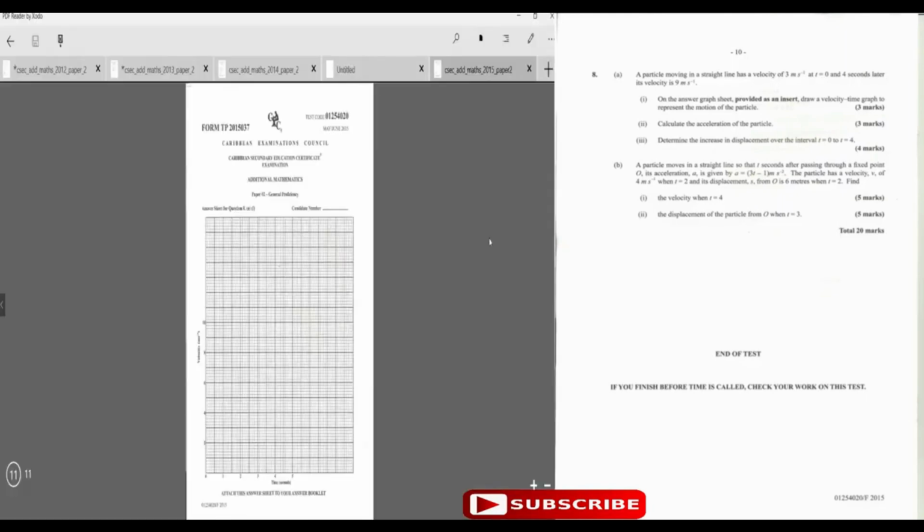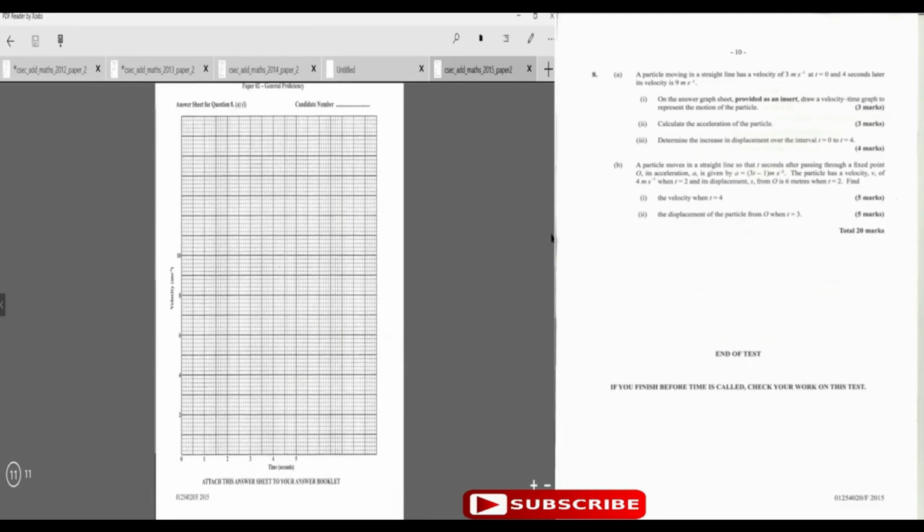Question 8 says, a particle is moving in a straight line with a velocity of 3 meters per second at t equals 0 and 4 seconds later a velocity of 9. It says show this on the graph. So this is the graph sheet of how it's going to look. This is what you're required to do.